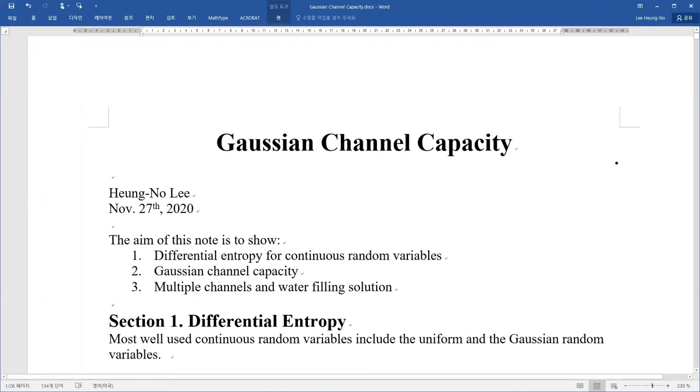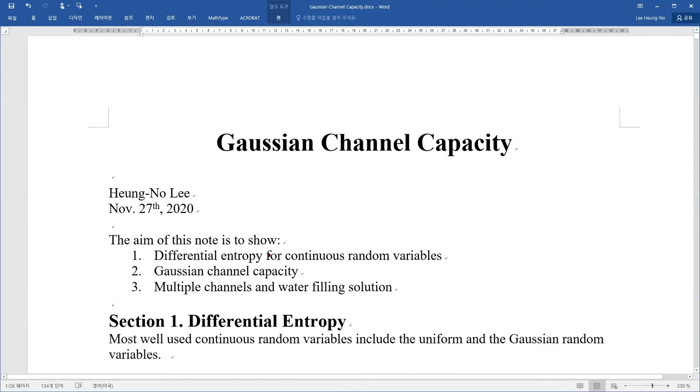Okay, I will talk about Gaussian channel capacity. The aim of this note is to show differential entropy for continuous random variables. So we've been talking about entropy for discrete random variables only, but we will extend that framework to differential entropy, which is for continuous random variables. So instead of summation, we have to use integration.